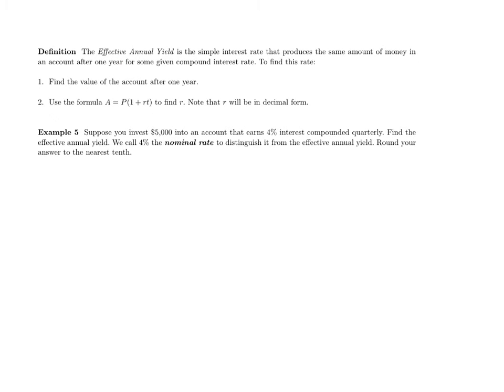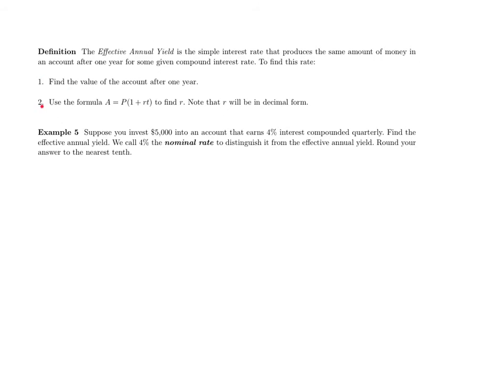It takes all of the different types of accounts you could possibly have with compound interest and reduces them down to a single number that you can compare from account to account. So more formally, the effective annual yield is the simple interest rate that produces the same amount of money in an account after 1 year for some given compound interest rate.